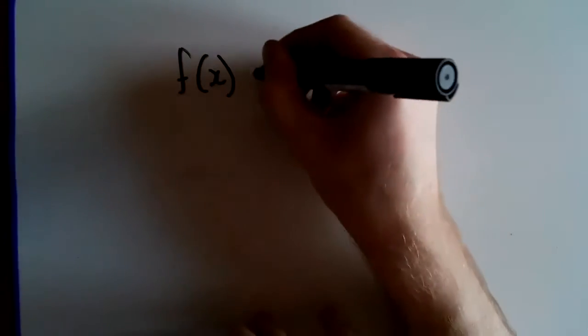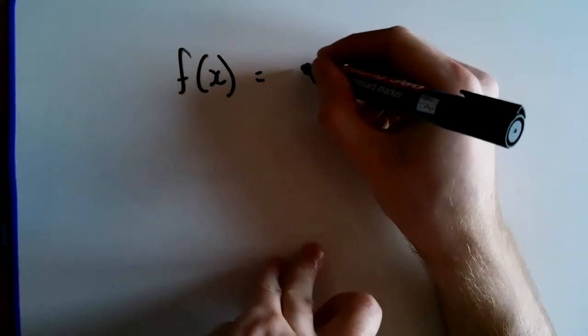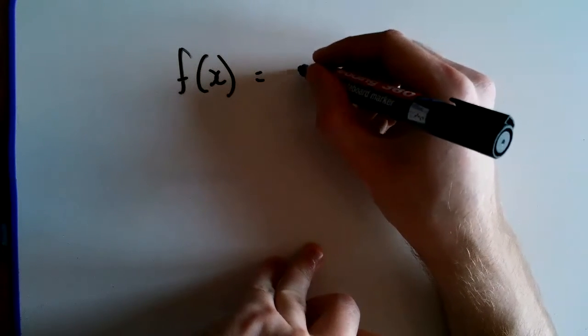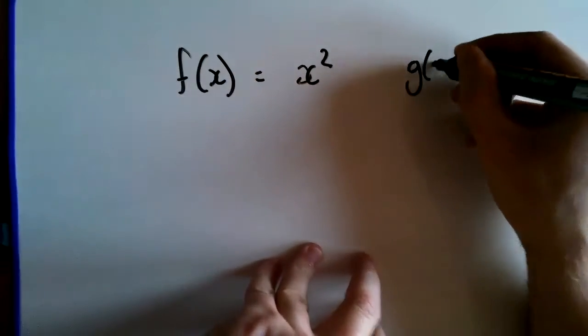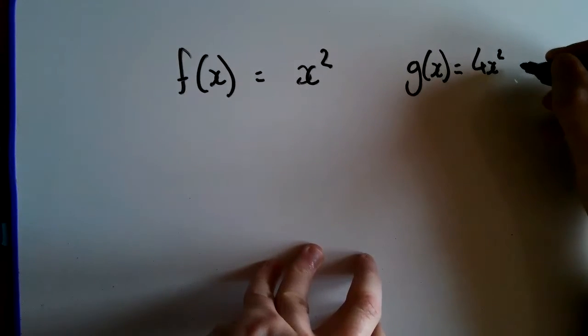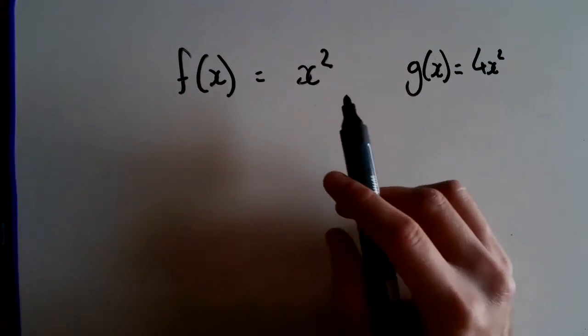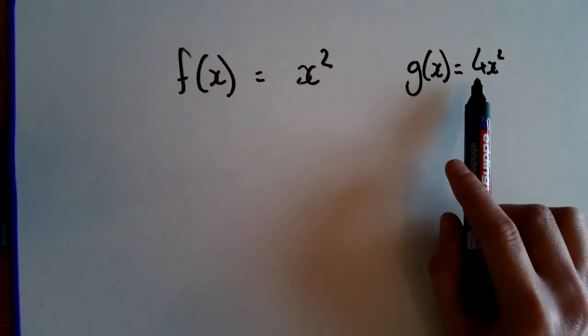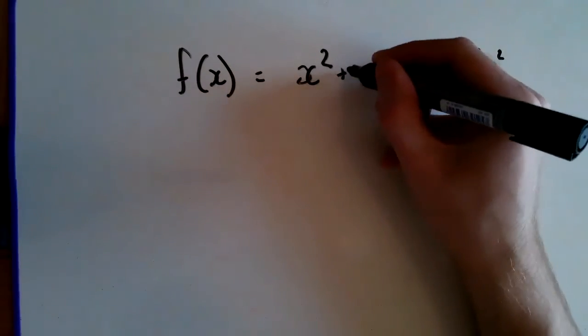Okay, and 2 more things I want to do. I just want to look at how we can write things in function form. So if I give us 2 functions, let's have something simple as f of x equals x squared and g of x could be 4x squared. Let's just stick with 4x squared to begin with. Actually, I'm going to stick a +1 at the end.